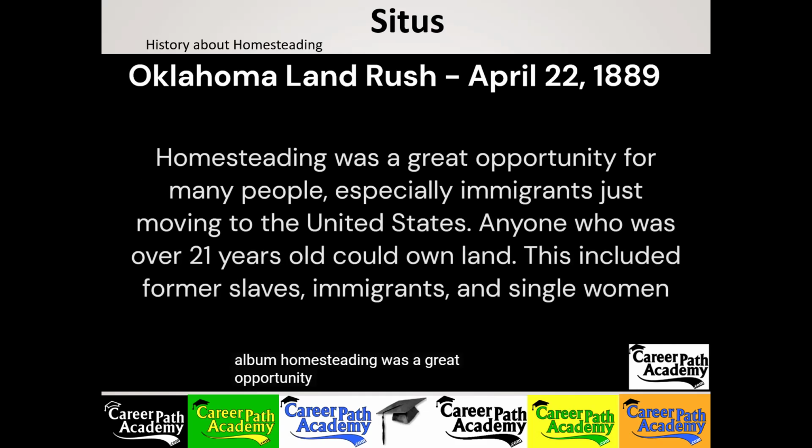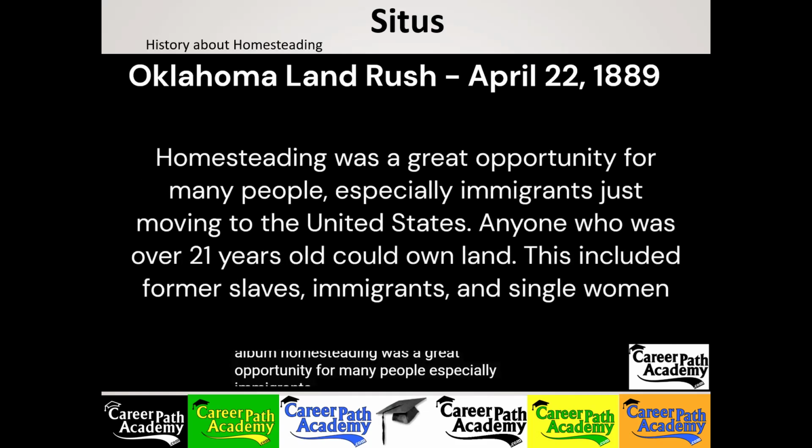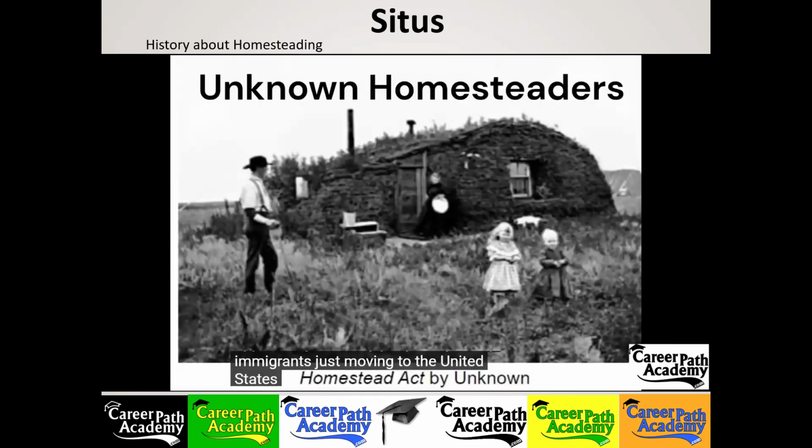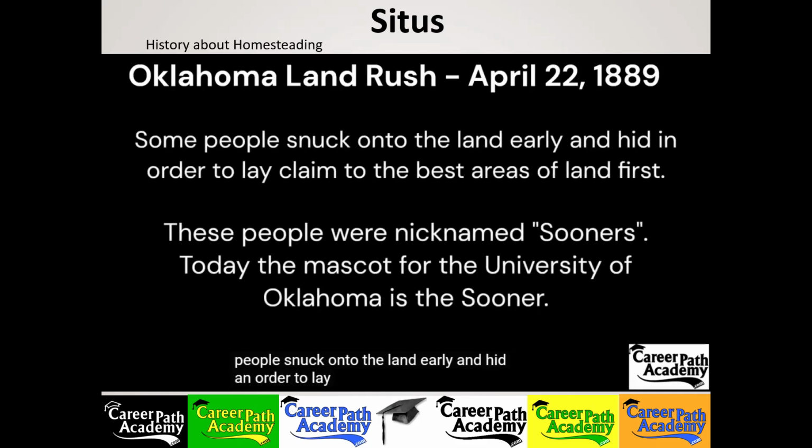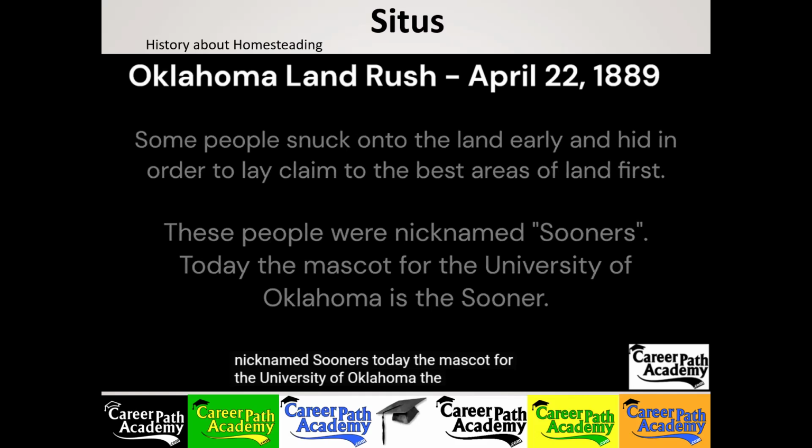Homesteading was a great opportunity for many people, especially immigrants just moving to the United States. Anyone who was over 21 years old could own land. This included former slaves, immigrants, and single women. Some people snuck onto the land early and hid in order to lay claim to the best areas of land first. These people were nicknamed Sooners. Today, the mascot for the University of Oklahoma is the Sooner.